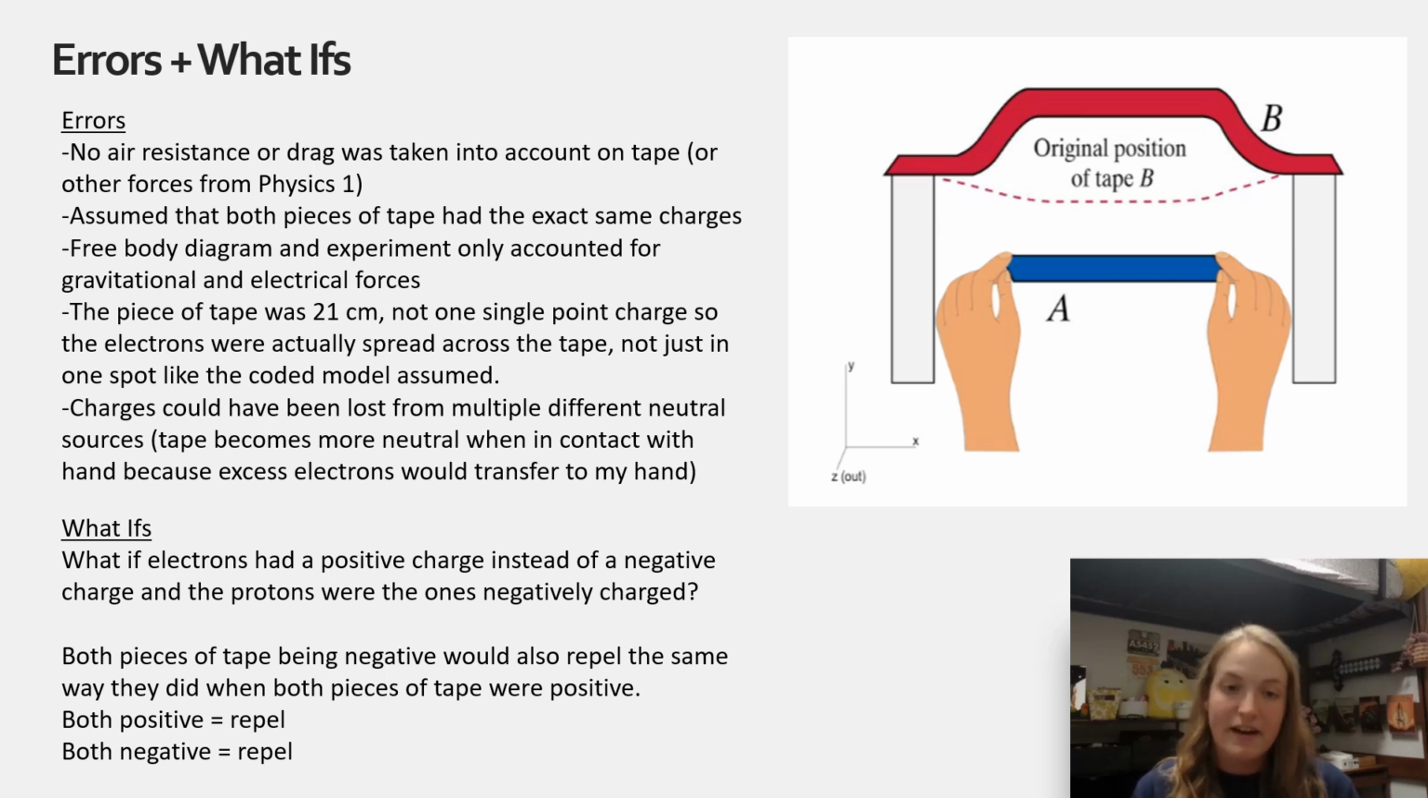And then some of the errors in the calculations were that I only calculated for electric force and also for gravitational force, but there were no other air resistance or drags taken into place. We also assumed both pieces of tape had the exact same charges, and that the piece of tape, it was actually a lot larger than one single point, so the amount of electron cloud would have been much larger than assumed, and also charges could have been lost from things such as my hand holding the tape or the table or etc.